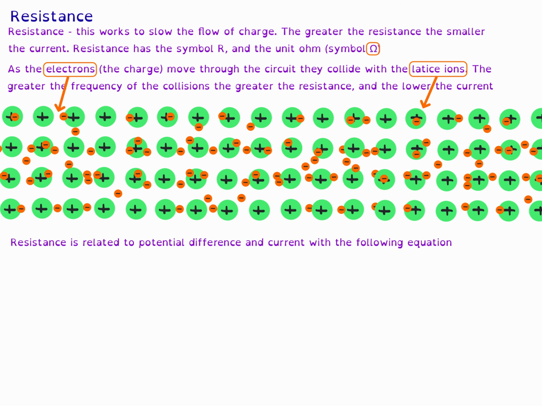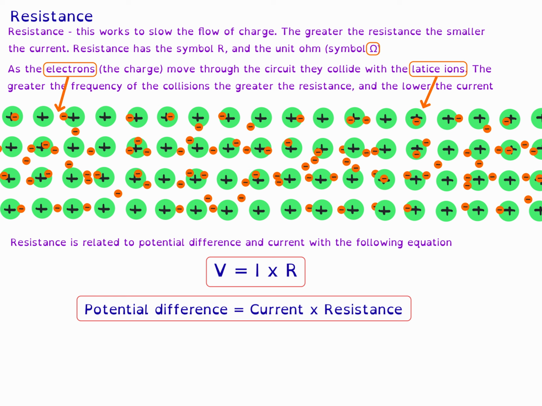Resistance is related to potential difference and current with the following equation: V equals I times R, or potential difference equals current times the resistance. The units: potential difference V are in volts, capital V, current I is in amps, capital A, and the resistance R is in ohms, capital omega.